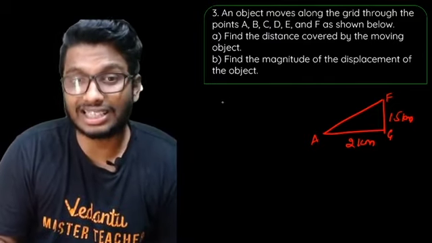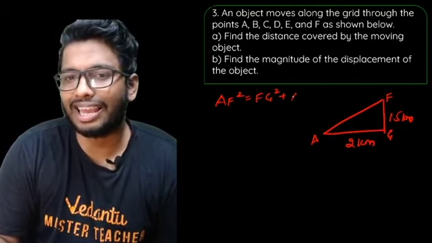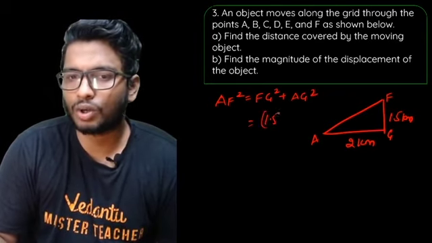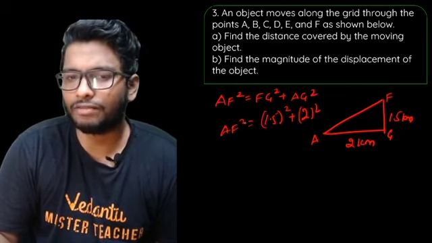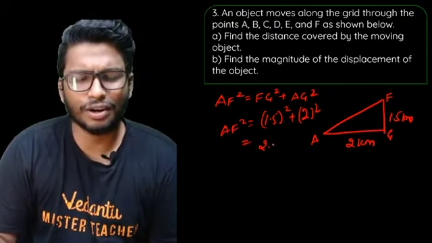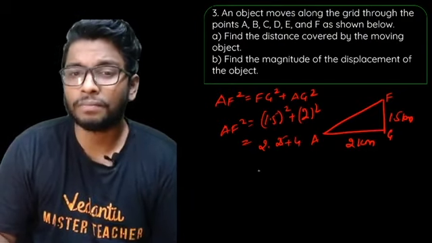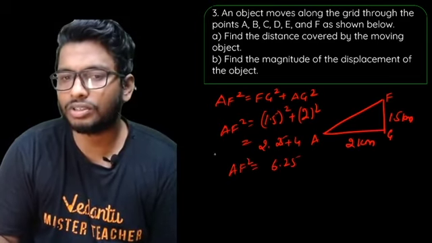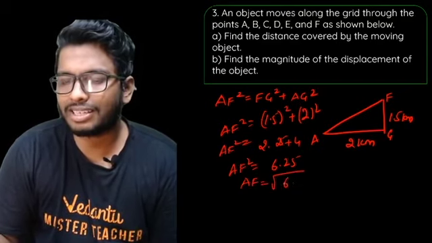So how do you find that out? Very simple, Pythagoras theorem. AF square is equal to FG square plus AG square, as simple as that. So that would give me 1.5 square plus 2 square is equal to AF square. So 1.5 square, I think, is around 2.25, if I'm not wrong. And 2 square is 4. So add that up, that'll give me 6.25. AF square is equal to 6.25. Now to find AF, it is the root of 6.25.